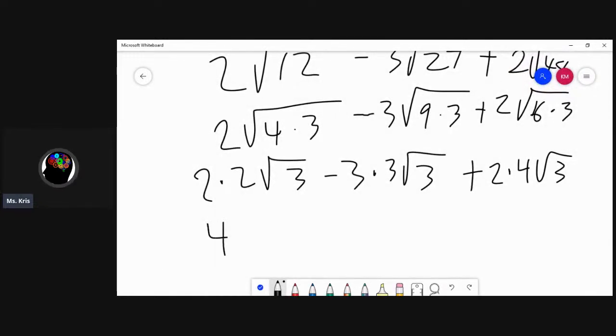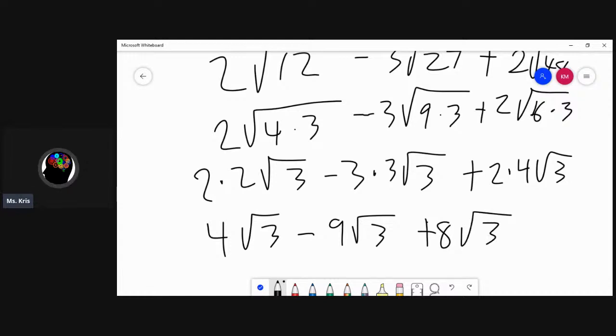And that gives me 2 times 2, that is 4 square roots of 3, minus 3 times 3, that is 9 square roots of 3. And of course, plus 2 times 4, that is 8 square roots of 3. And of course, from left to right of order of operations, 4 minus 9, that gives me a -5. -5 plus 8, that gives me a positive 3 square root of 3.